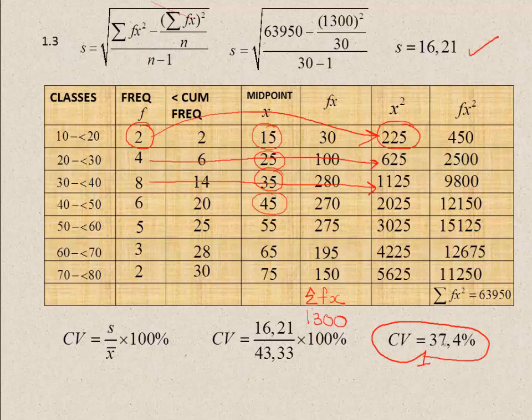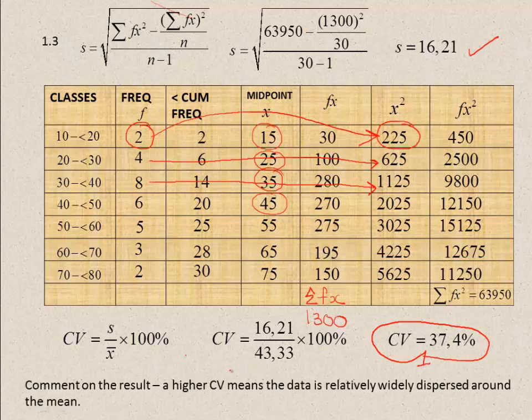All I need to do now is to interpret this answer. And to interpret the answer, the higher the CV, it means the data is relatively widely dispersed around the mean. So you are going to comment on this CV value. The higher it is, the more widely dispersed it is. This here is relatively widely dispersed.